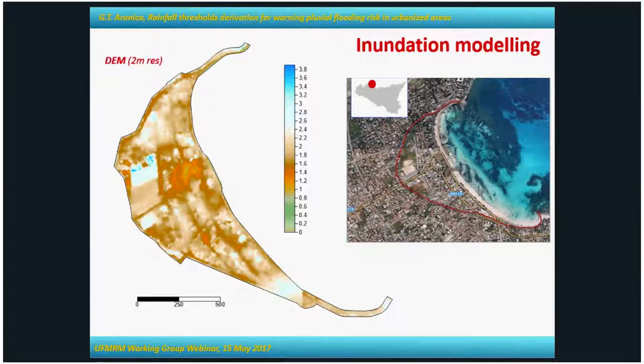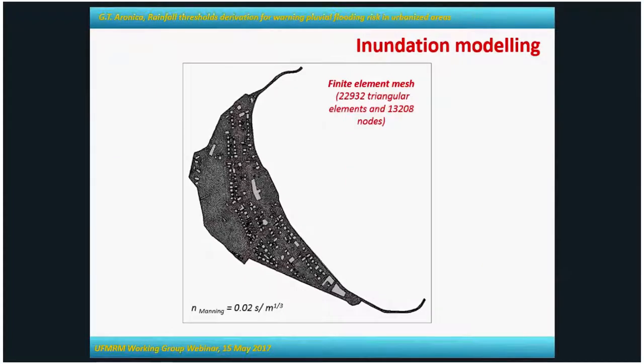You can see on the left the 2-meter resolution DEM, the lidar DEM of the area. As anticipated before, it is a quite flat area. It goes from zero at the seaside to essentially 2 meters. There are some points which are a little bit higher because they are more natural, with a sort of small garden here, 3.8, 3.6, but the majority of the area is very, very flat. So it is a perfect case for pluvial flooding. This is the finite-volume mesh used for the simulation.